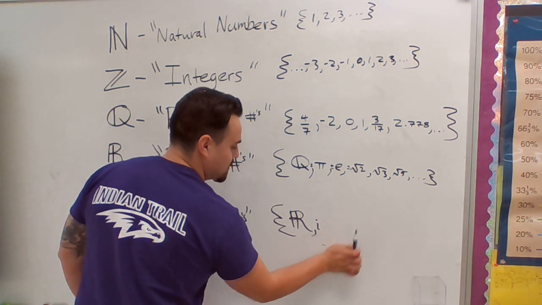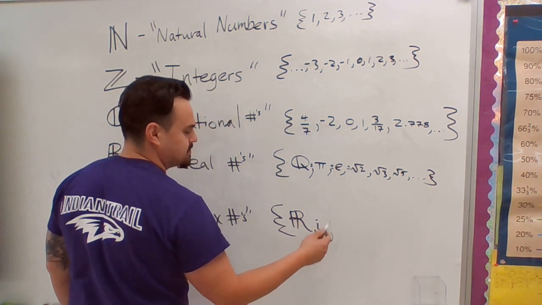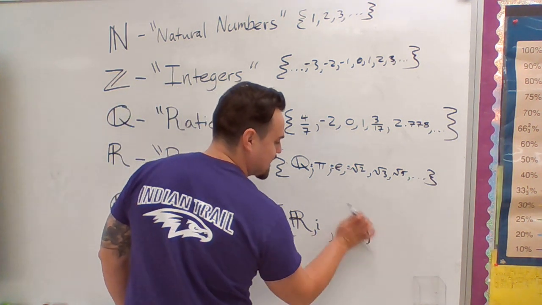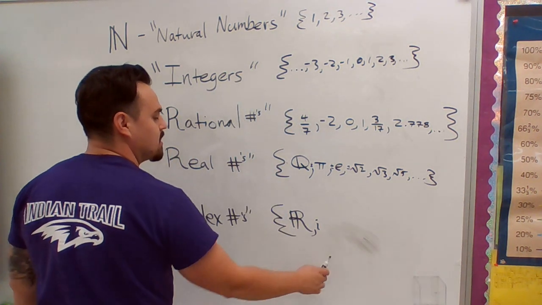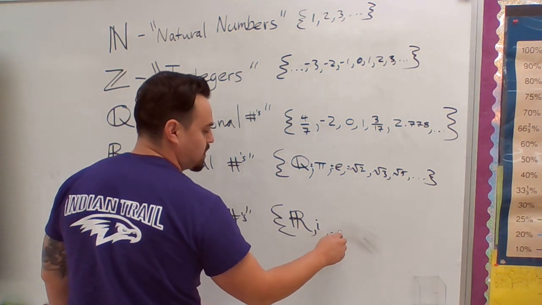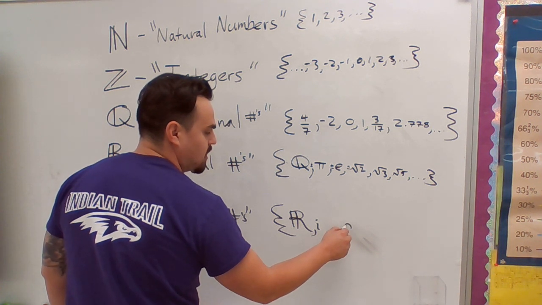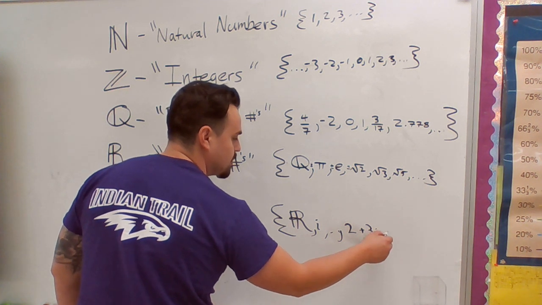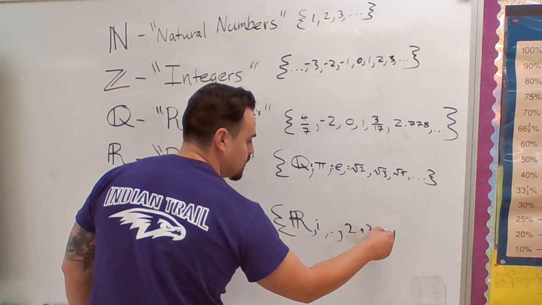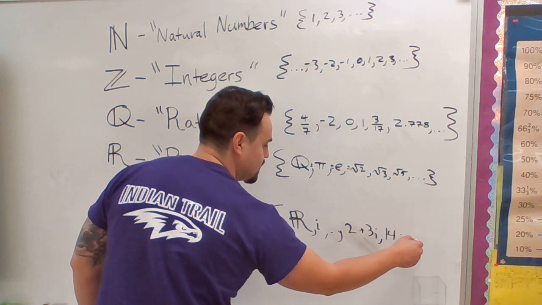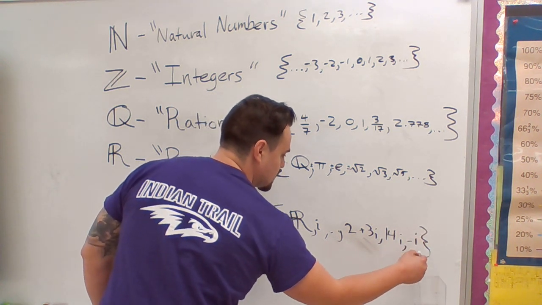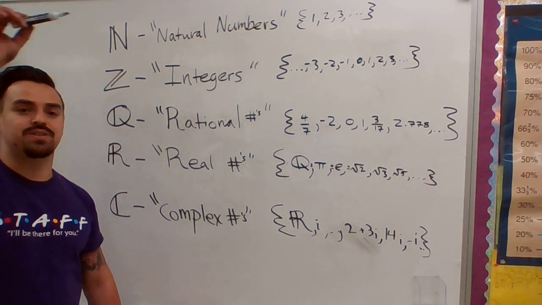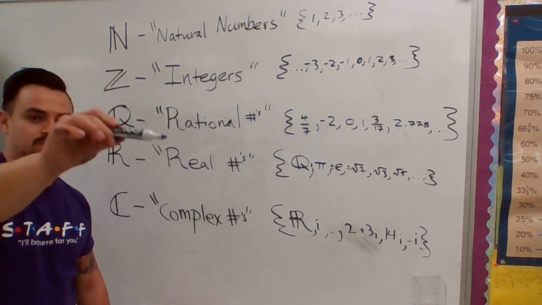How would I denote that? Maybe informally like a function, but let's not do that. Those are just a few examples, but another example might include 2 plus 3i, 14i, negative i, and so on and so forth. So those are the separate sets.